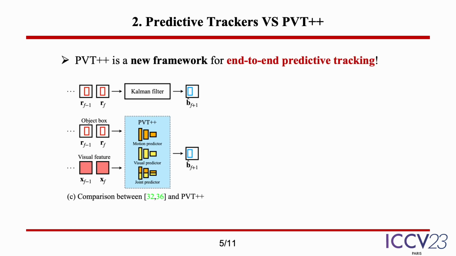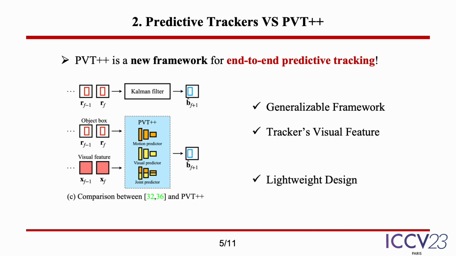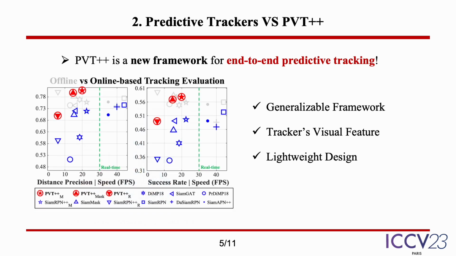Compared with existing predictive trackers using Kalman filters, we propose a new framework termed PVT++. PVT++ is trained on common video clips but can effectively generalize to complex and challenging UAV tracking scenarios. Besides, it incorporates the existing tracker's visual feature for robust prediction. Moreover, to avoid introducing extra latency, PVT++ is lightweight and quite efficient. With these designs, PVT++ achieves significant performance gain on various trackers in the online setting.